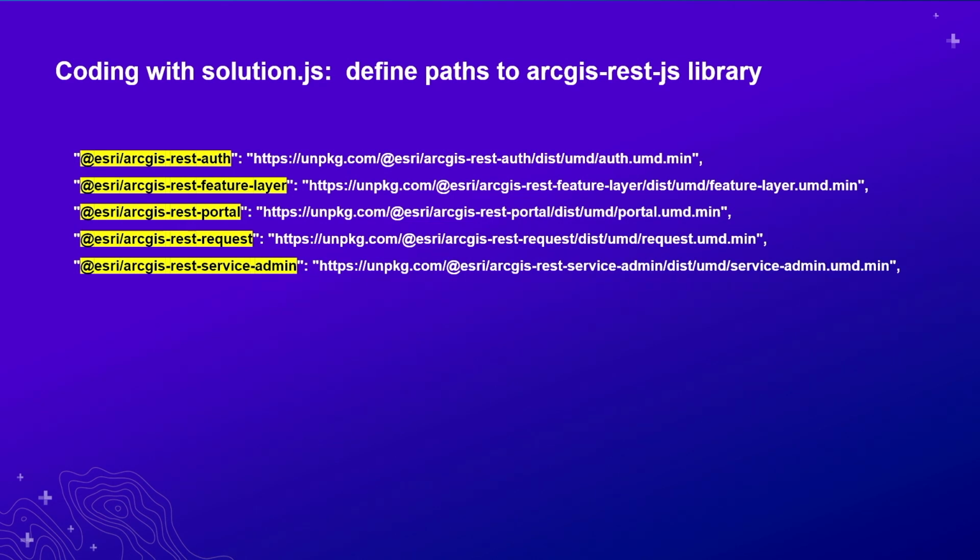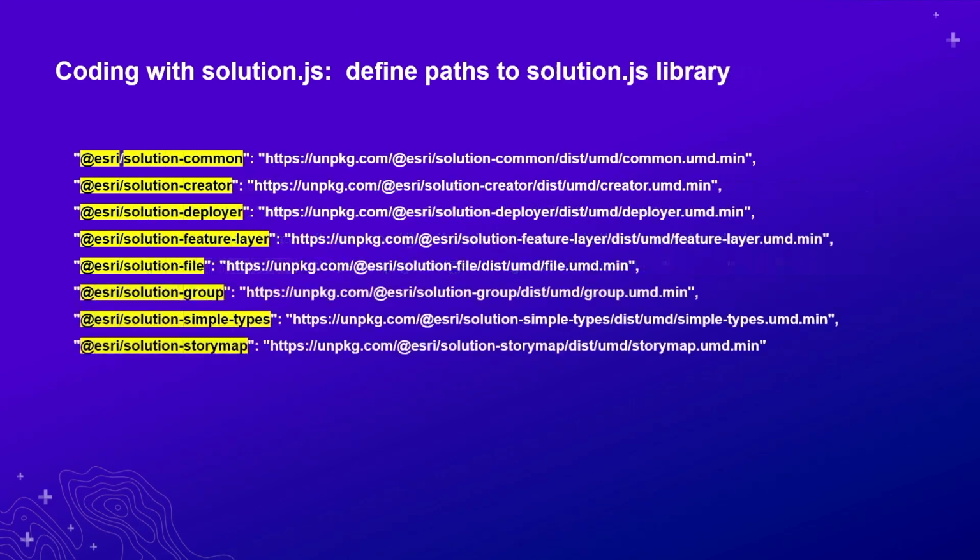Now, unpkg is good for prototyping and exploring. If you are writing your own app, you'll want to grab your own copies of these libraries and host them yourself to make sure you have reliability. Unpkg doesn't guarantee availability, but it's incredibly convenient for getting the latest copy of what we've put up there. Solution.js also has a set of libraries. You only need creator for creation, and you only need deployer for deploying. I include them both just so you can see what they look like.